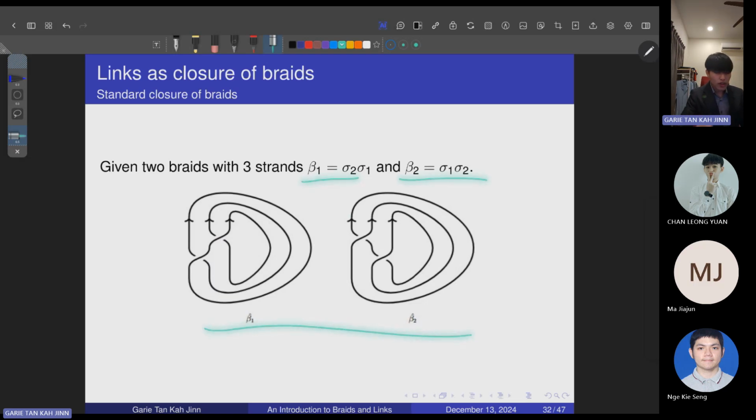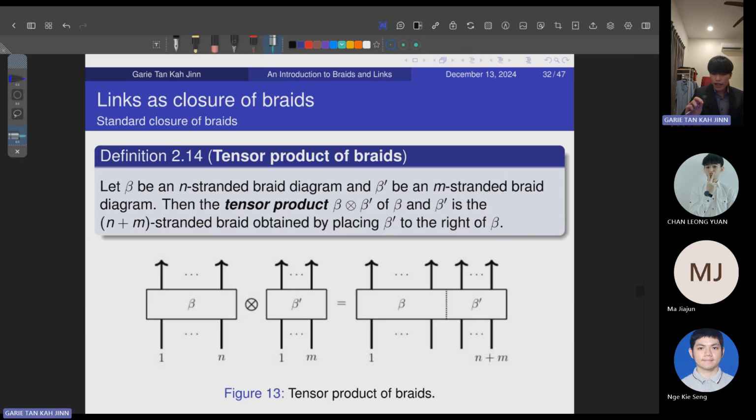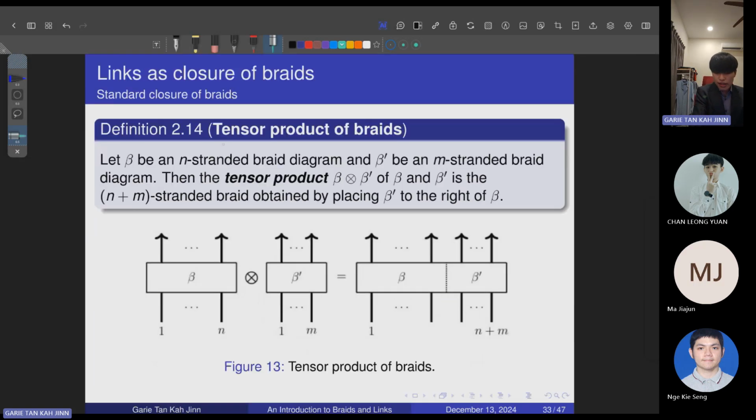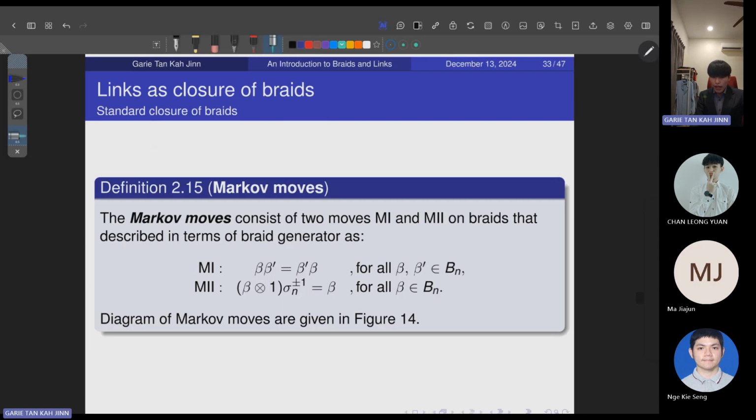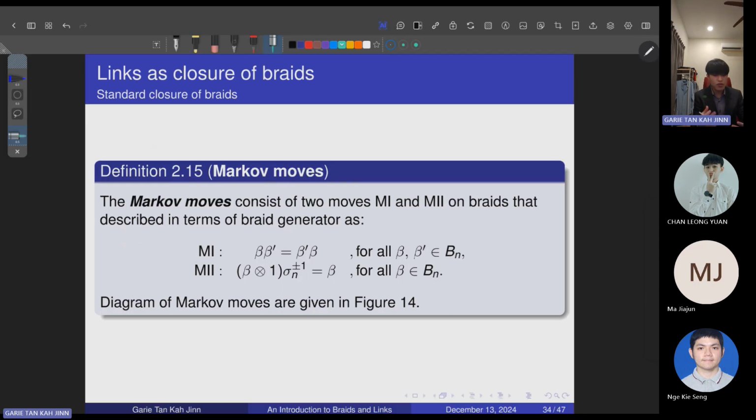Now we want to introduce some moves to fill in the gap, such that braids up to some move have standard closures that represent equivalent links. First, we define the tensor product of braids. Given a beta and beta prime, the strands are not necessarily the same. Then beta tensor beta prime is just placing beta prime to the right of beta. Very straightforward.